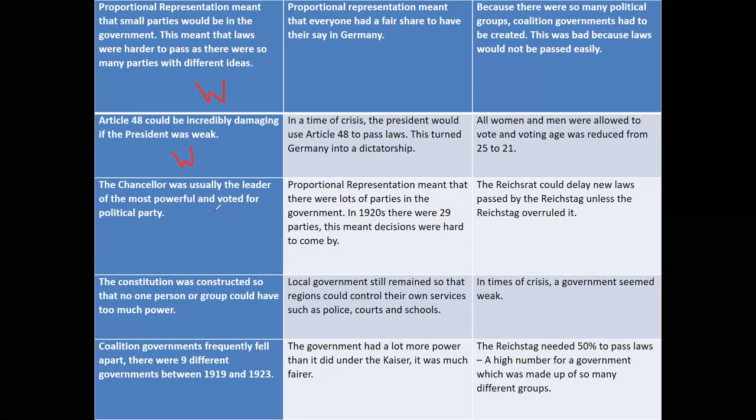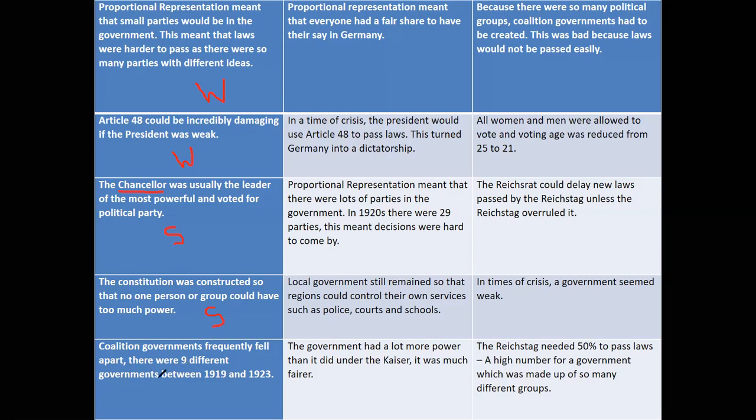The chancellor was usually the leader of the most powerful and voted for political party. That's a strength, because at the end of the day, people have voted for this person, voted for this party. So the person in charge is hopefully going to be very popular. The Constitution was constructed so that no one person or group could have too much power. That's a strength, because it's making sure that Germany isn't turning into a dictatorship again, which is really important.